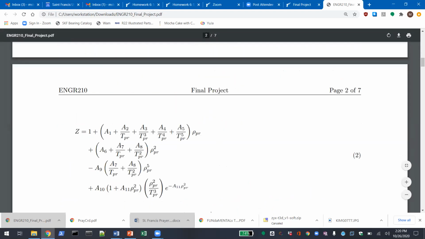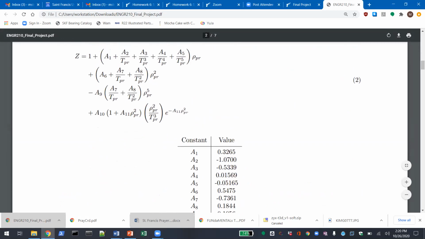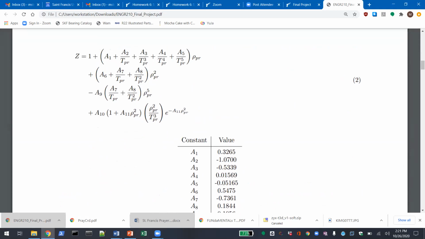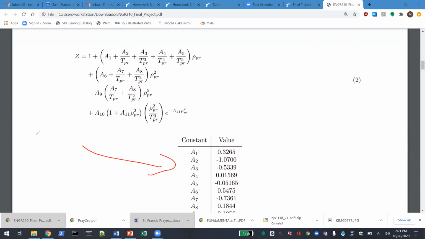So you compute Z using this equation. It has a bunch of constants, A1s through A11. And you've got all those values, so those are straightforward. But the things that you don't have values for, this TPR thing and this rho PR thing, would show up multiple times throughout it. So you have to compute those. It's kind of your next step. Okay, great. So how do you do that?